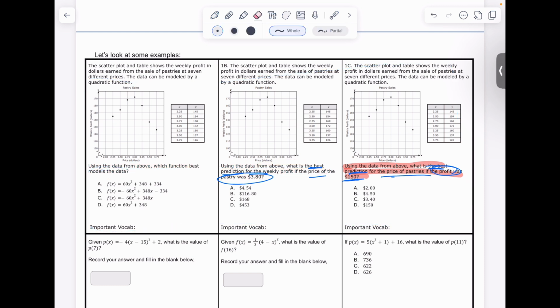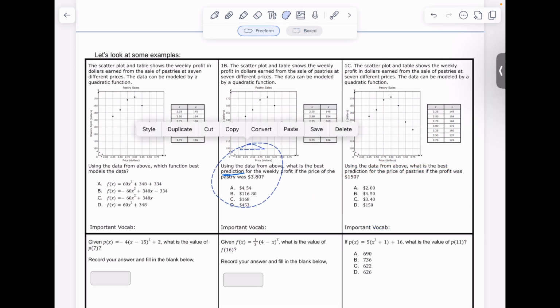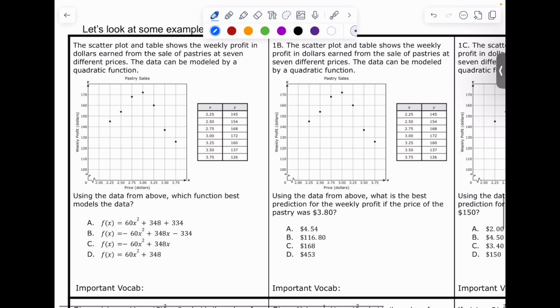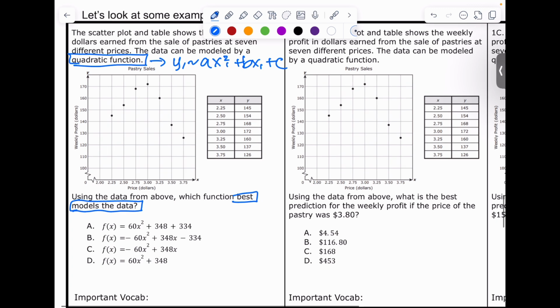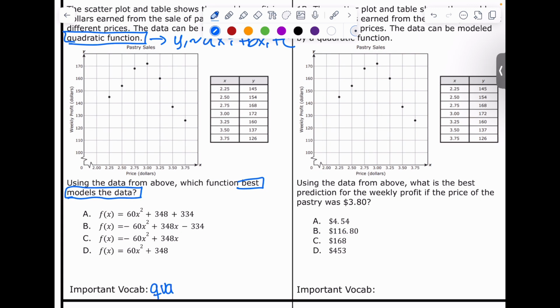So let's go in and try these, okay? Our first one says, the scatter plot and table show the weekly profit in dollars earned from the sales of pastries at seven different prices. The data can be modeled by the quadratic function. This is important, quadratic. Quadratic means the y1 squiggly line ax squared 1 plus bx1 plus c. Okay? Using the data above, which function best models the data? The real important word is best because we're looking for an estimate. So my important words are quadratic and best model.